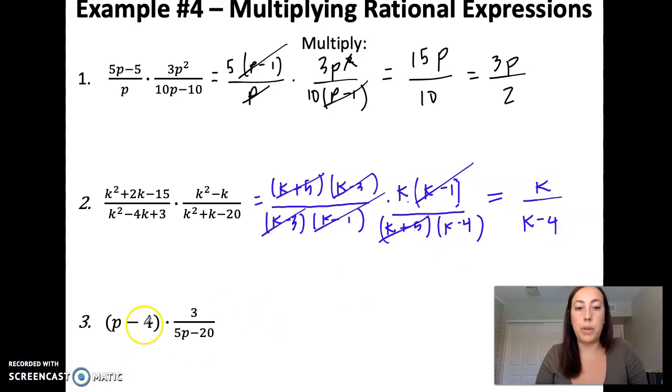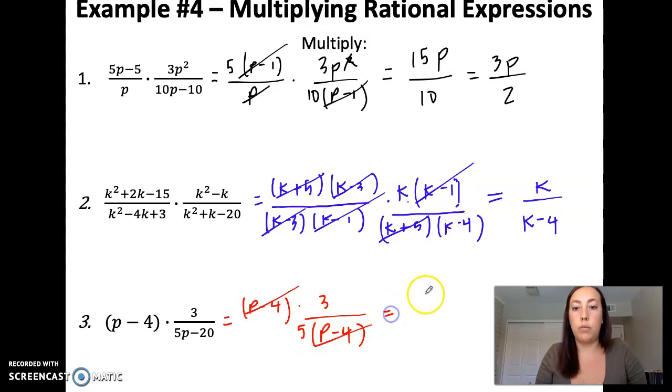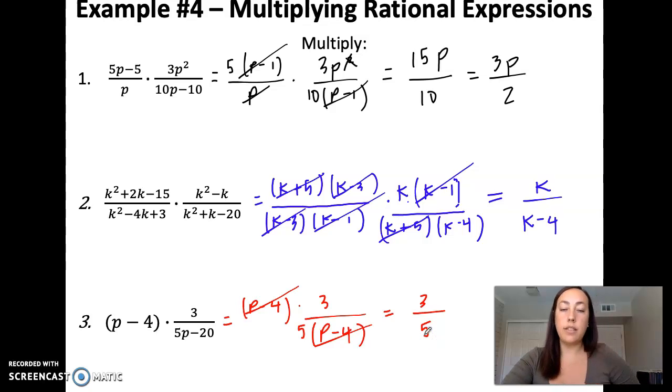The last one, we have p minus 4, which is just over 1, times 3 over 5p minus 20. So we're going to leave the p minus 4, nothing to factor with that. Going to leave the 3. And then on bottom, 5p minus 20, those guys have a common factor of 5, and we're left with p minus 4. So we have p minus 4 on top, p minus 4 on bottom, and we're just left with 3/5. So that was the last example.